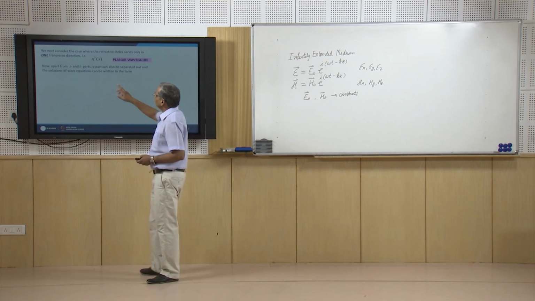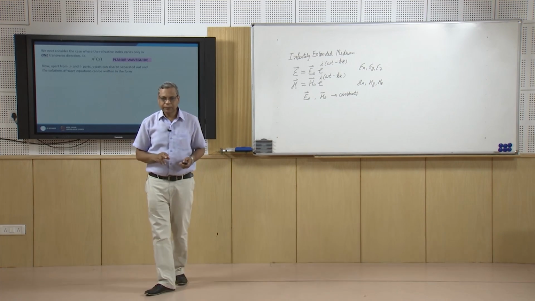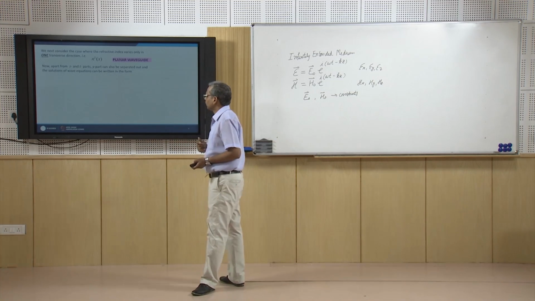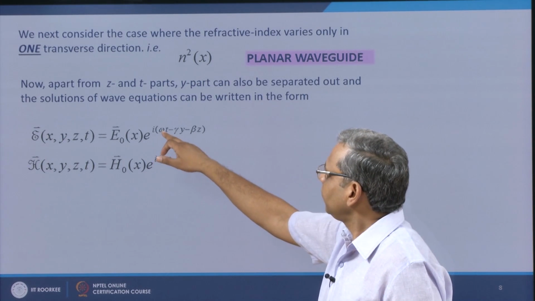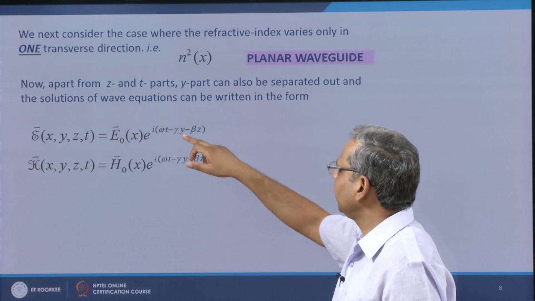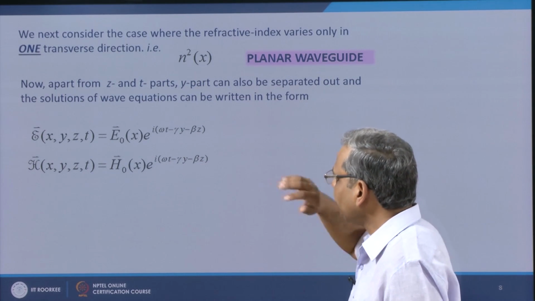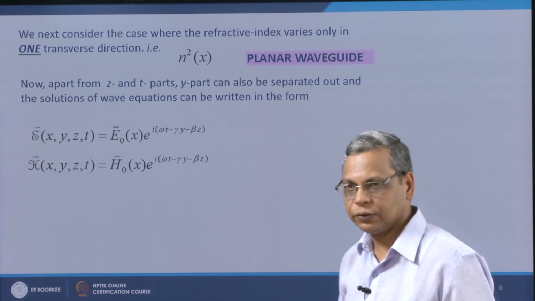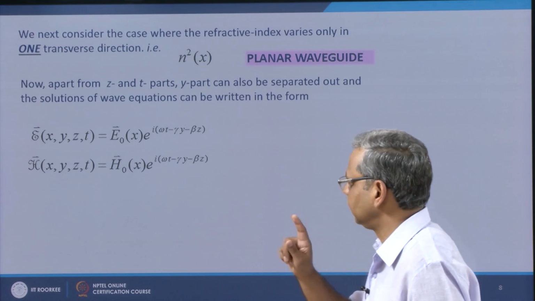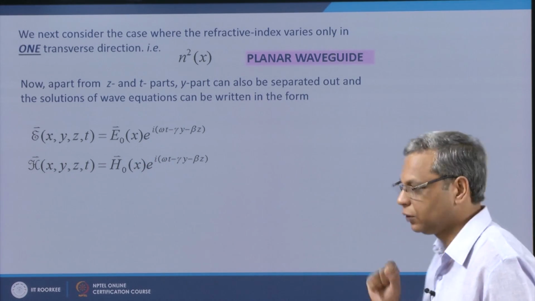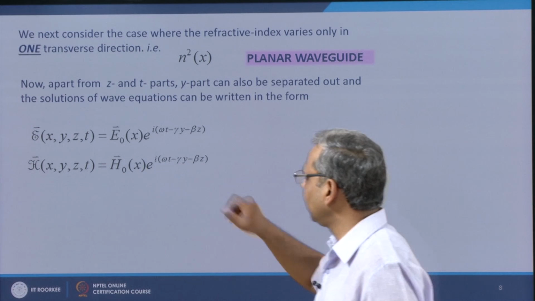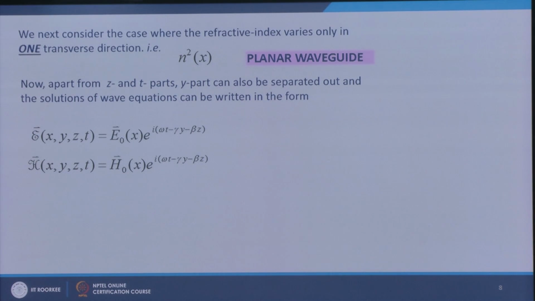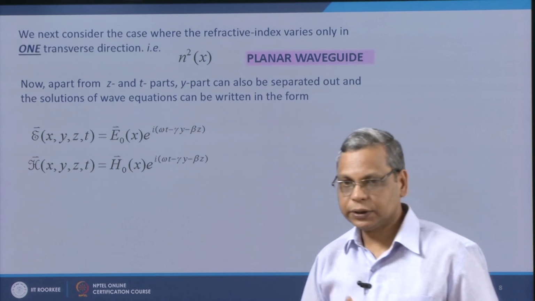Now, if it is a function of x only, then I can separate out the y part also, and the solution I can write as e to the power i omega t minus gamma y minus beta z, and the x part will now be associated with E0. So, E0 is not a constant, it is some function of x. Similarly, H is equal to H0 of x e to the power i omega t minus gamma y minus beta z. So, these are the forms of the solutions now.